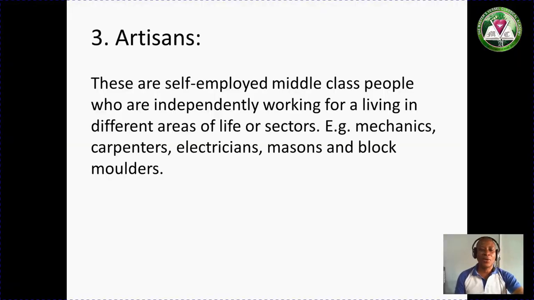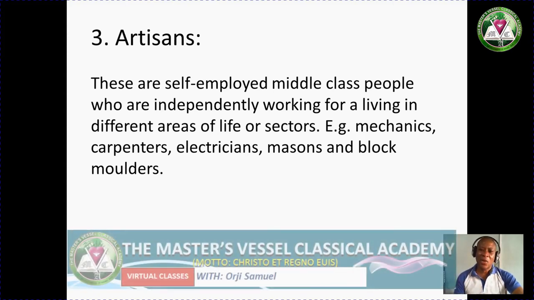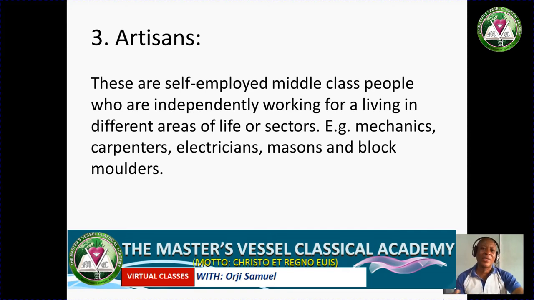Examples of artisans include mechanics. You know them, those that repair our vehicles or our automobiles, including keke, which is otherwise known as tricycle, different types of machines and vehicles. Then we have carpenters, electricians, masons, people who do cement work, and block molders. All these categories of people fall under artisans. And that is another type of self-employment that one can engage himself or herself into.